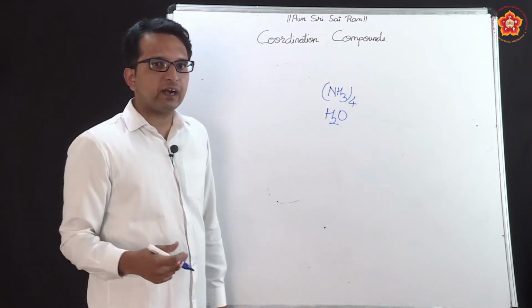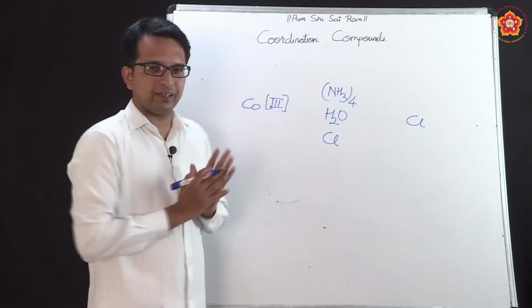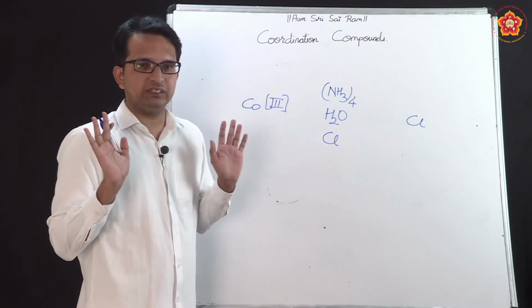After tetramine and aqua, we have another part, chlorido. So, chlorido is Cl. Generally, chlorine we call chlorine or chloro, but in coordination compounds we name it as chlorido. And what is the central metal ion here? It is cobalt, and they tell that it is in +3 oxidation state, and the counter ion is nothing but chloride, Cl. So, let us segregate it like this to understand it easily.